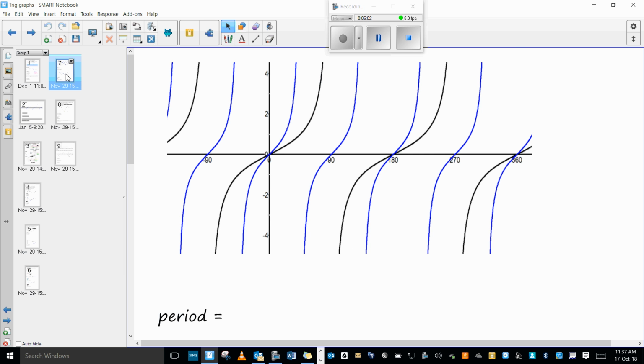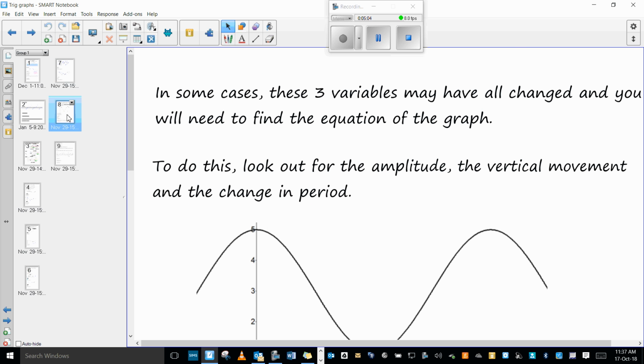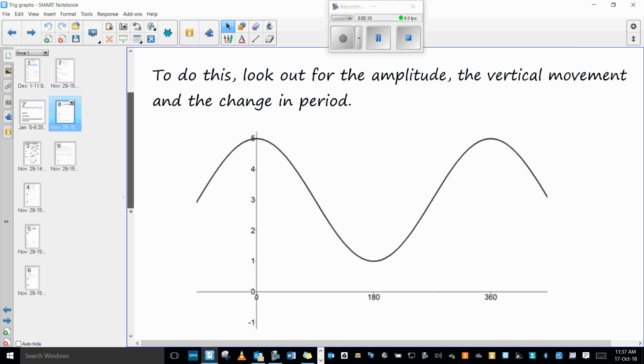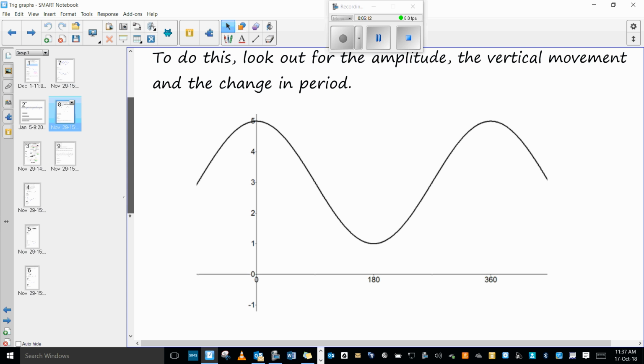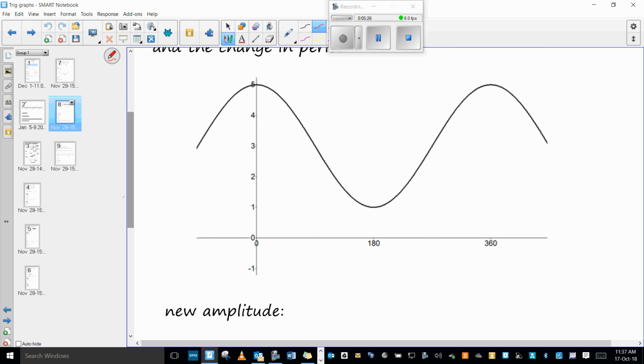Alright, that's another one. So now, sometimes lots of variables are going to change, okay? If we look at a graph, it could be that the amplitude has changed, it's shifted up, and the period has also changed, okay? So all of these things we need to have a look at. So this graph here, to find the equation of it, we would look at all the different features.